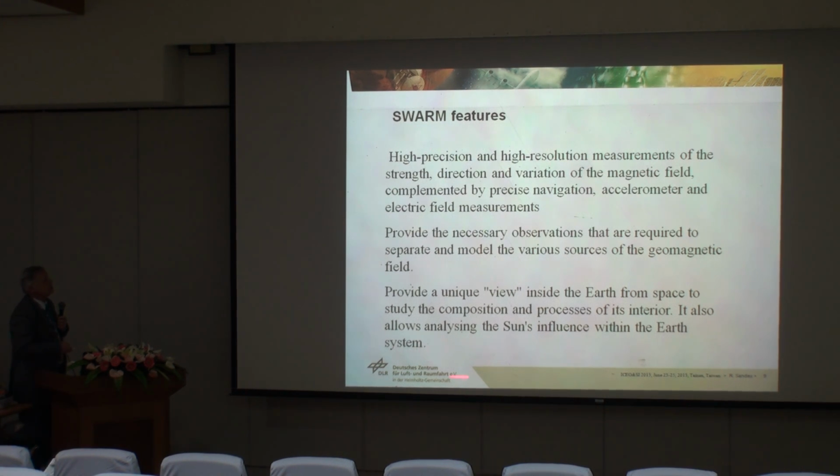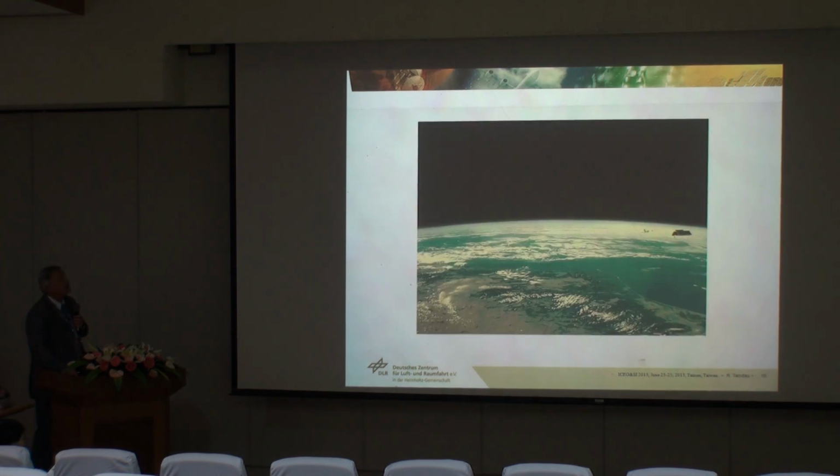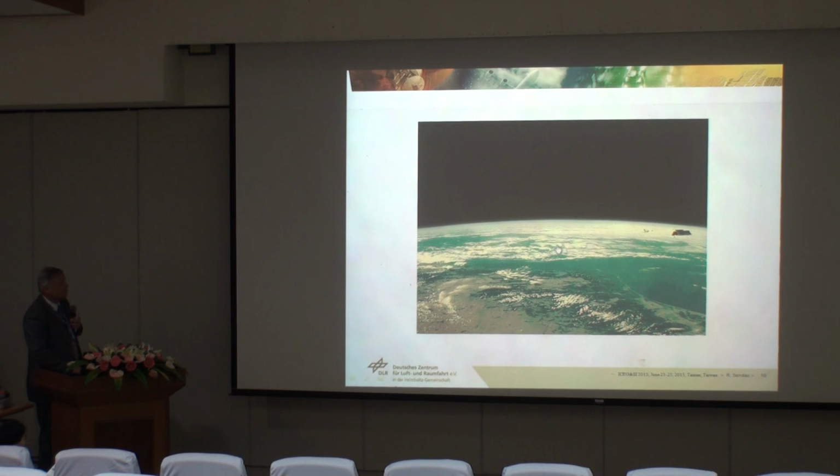So altogether, that is what has been achieved: high precision and high resolution measurements of the strength, direction, and variation of the magnetic field, complemented by the precise navigation of the accelerometer. The magnetic field measurement is a basic measurement. It provides the necessary observations that are required to separate and model the various sources of the geomagnetic field, and provides a unique view inside the Earth, as explained before. That's how it works.